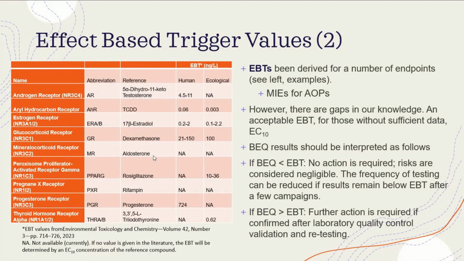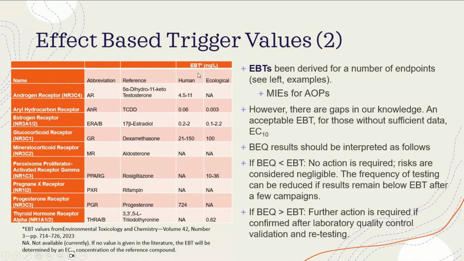So for some of the endpoints, we have enough information where we can set an effects-based trigger value for compounds that have a known toxic effect for the reference compound. And we can actually set effects-based trigger levels for either human consumption as well as ecological effects, again based on the amount of information that we have on the reference compound relative to the molecular initiating event. So we have a variety of different effects-based trigger levels for some of the bioassays that are currently available that we can use to set a guideline.